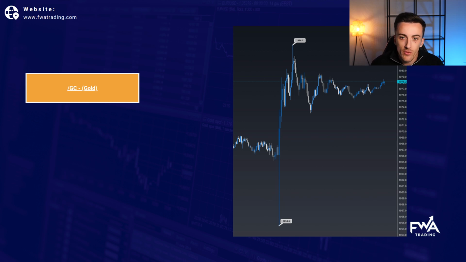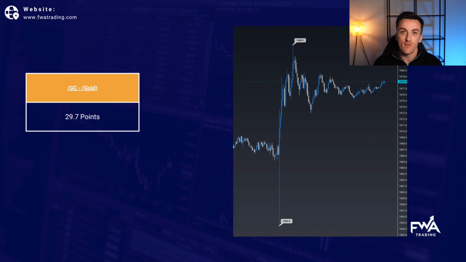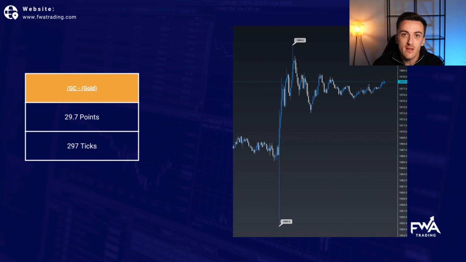So we want to work out the total point move of that. We want to understand the figure from 1954.5 to 1984.2, and that is a total increase of 29.7 points. Now, how do we then work out the tick value? We already know from previously that the tick size is 0.1. So if we do 29.7 divided by 0.1, that's going to give us 297 ticks. So this entire move up from 1954.5 to 1984.2 was 297 ticks.